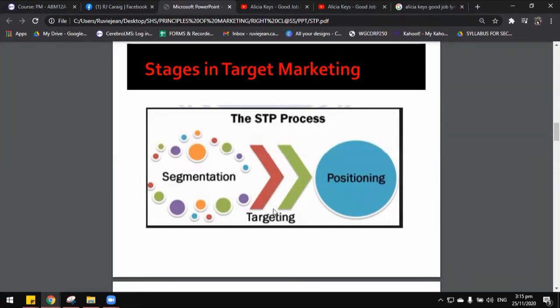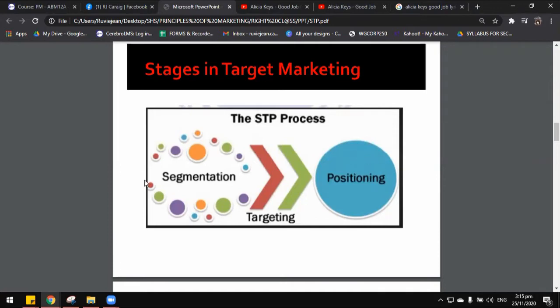Then the final stage class is market positioning. This is also referred as to product positioning, wherein companies and firms develop ways to promote and position their brands effectively to their selected segments or target markets through marketing campaigns, organization shows the uniqueness of the products or brands to the consumers. So these are the three stages that we need to undergo to be able to identify our target market: segmentation, targeting, and positioning.